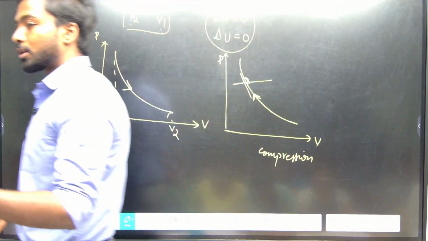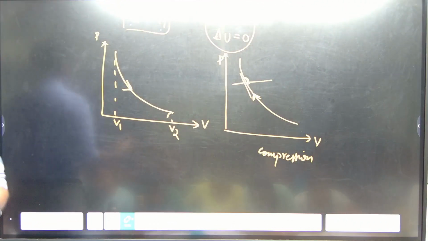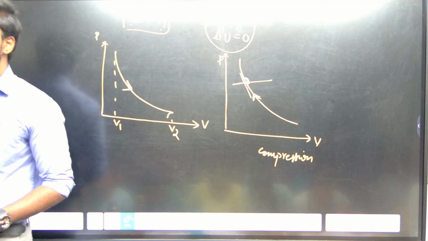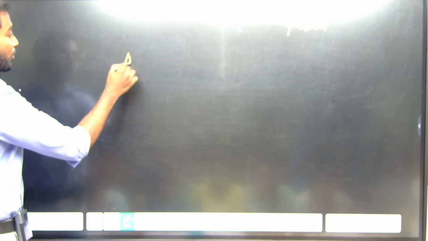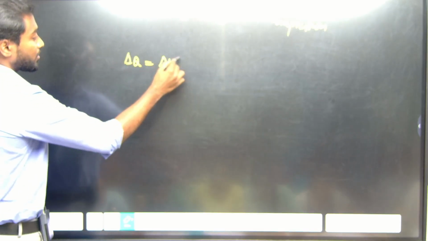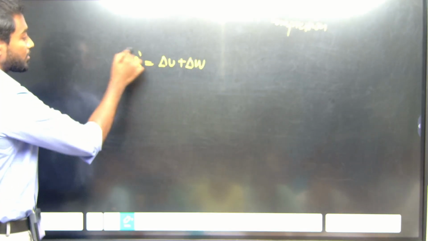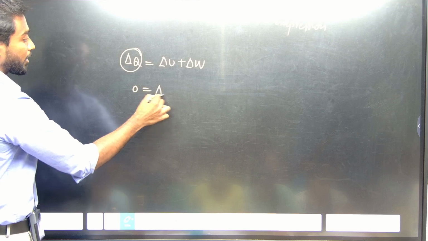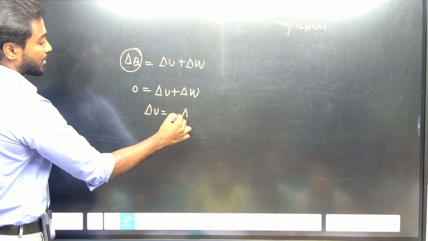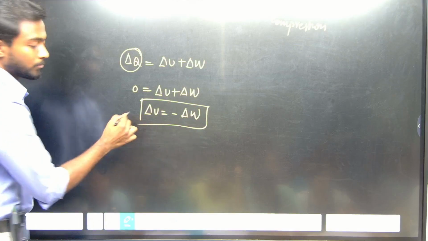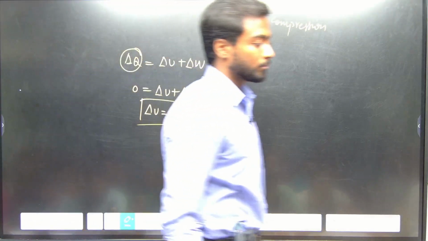Then according to the first law of thermodynamics, delta U will be equal to minus W. This is the equation, no? Delta Q is equal to delta U plus delta W. Since this is 0, no? 0 will be equal to delta U plus delta W. So delta U will be equal to minus W, no? Write down.